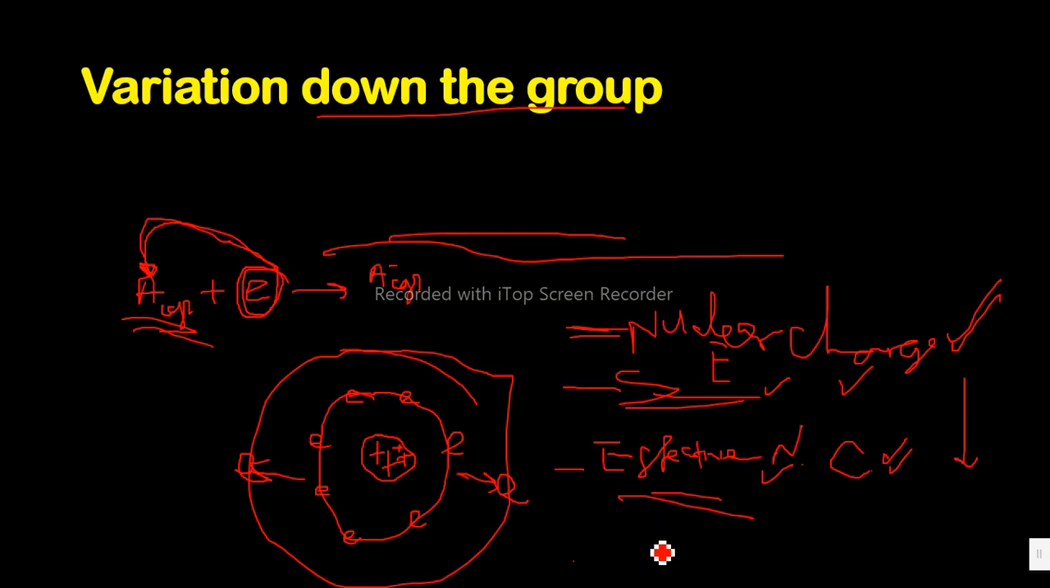So I hope you can explain variation of electron affinity across the period and variation of electron affinity down the group. And there is work in our classroom. Please endeavor to go and do it.